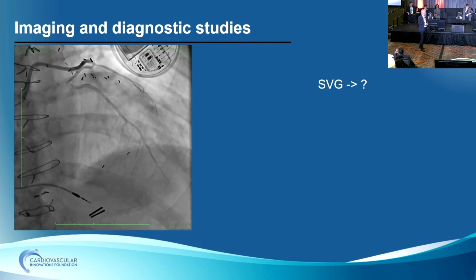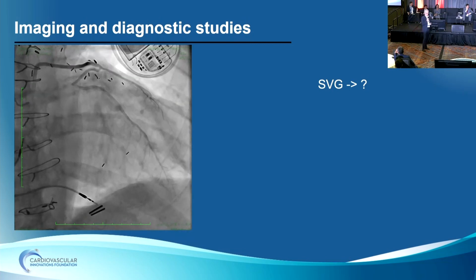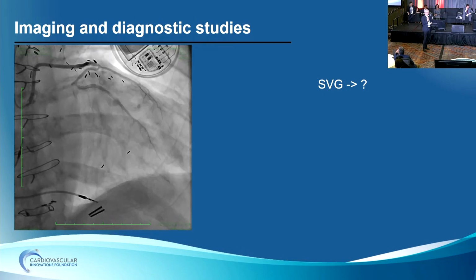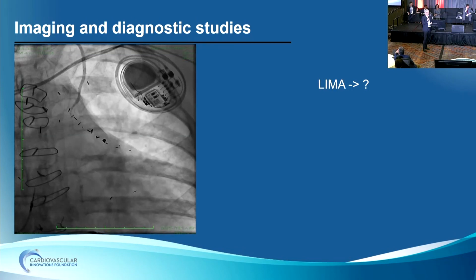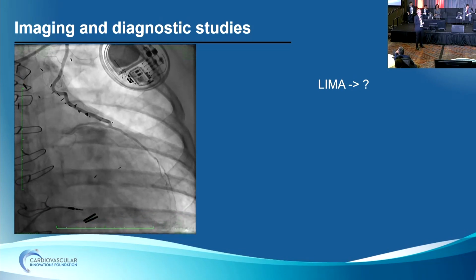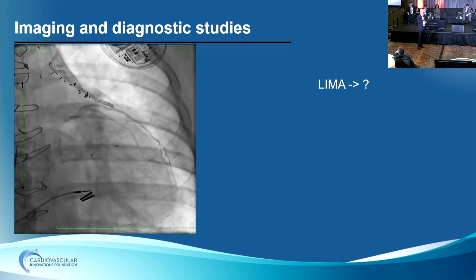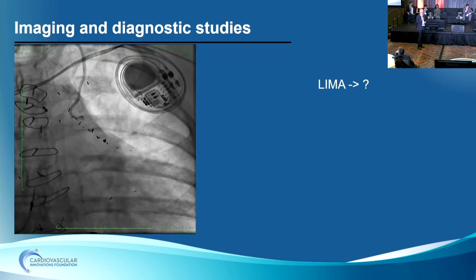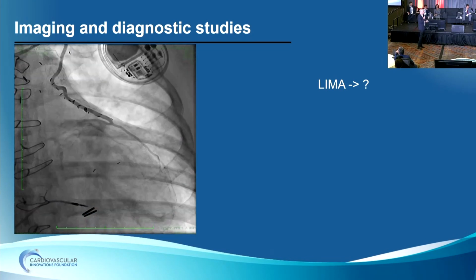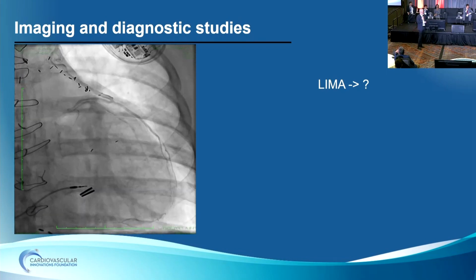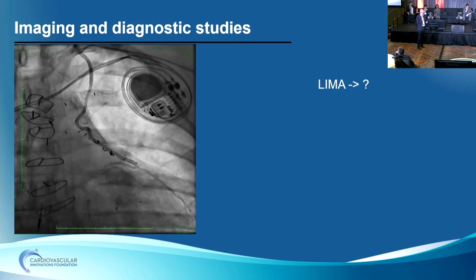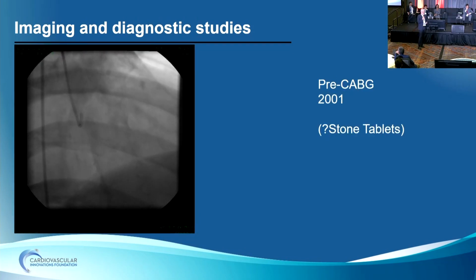So this vein graft, we weren't sure where it was going initially. It's going to a diagonal, and it turns out there's a LIMA to another diagonal that looks very similar, and this is where the old film was very helpful in sorting it out. Apparently during the initial surgery, they felt the LAD was not a good target, and they put the LIMA onto the D2, and they put the vein graft onto the D1.